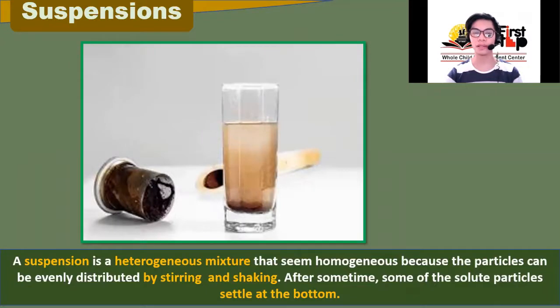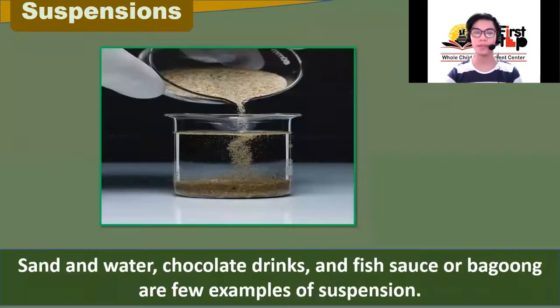Suspensions. A suspension is a heterogeneous mixture that seems homogeneous because the particles can be evenly distributed by stirring and shaking. After some time, some of the solute particles settle at the bottom. Sand and water, chocolate drinks, and fish sauce or bagoong are few examples of suspension.